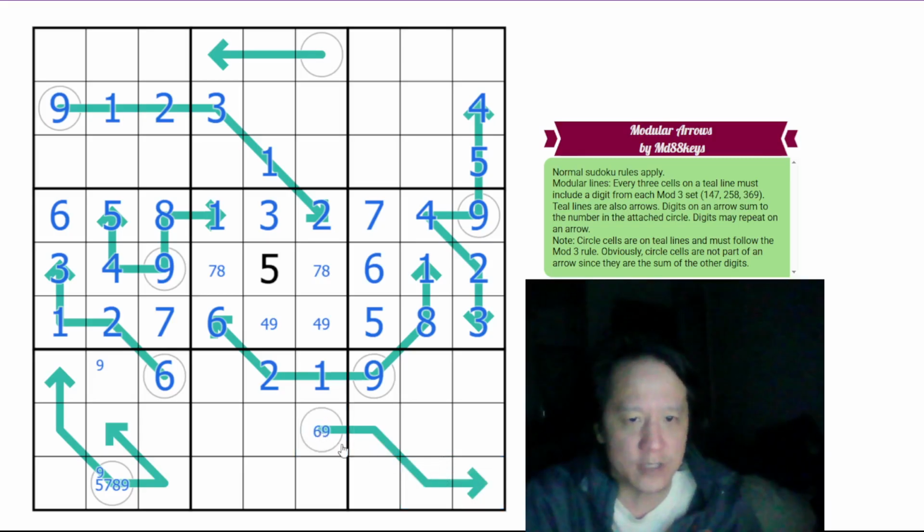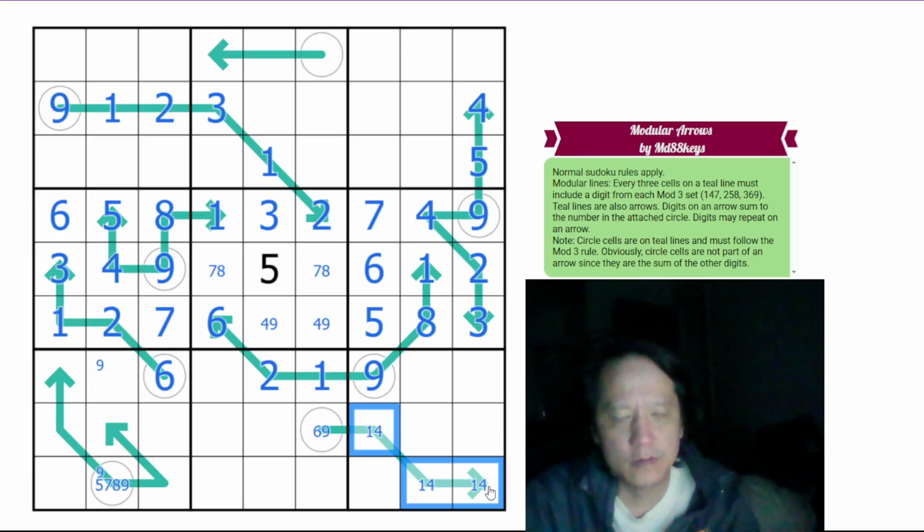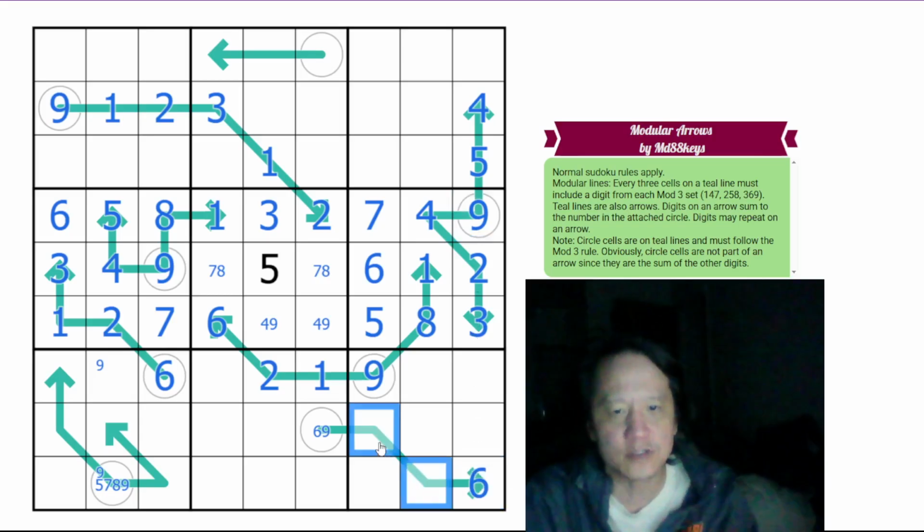This is 6 or 9 here. And this has to be guaranteed. It could be 1 or 4. This is the 0 modulo 3 here. It has to match here because this is 6 or 9. And that's 0 modulo 3. This can't be 3 or 9. This is 6, so this must be 1 and 2.